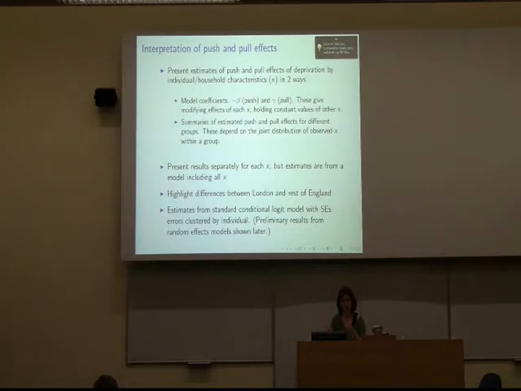So that's why we consider also looking at these individual effects, and what we do then is summarise these across different groups, just to get an idea of what a typical push and pull effect would be for an individual in a group, given their other observed characteristics. Okay. I'm going to show you the results separately for each X, but just bear in mind the estimates all come from one single model. I'll highlight differences where they exist between London and the rest of England, and also just to say that at the moment these results are not from random effects models, but the standard errors are adjusted for clustering by individual, because of the longitudinal nature of the data.